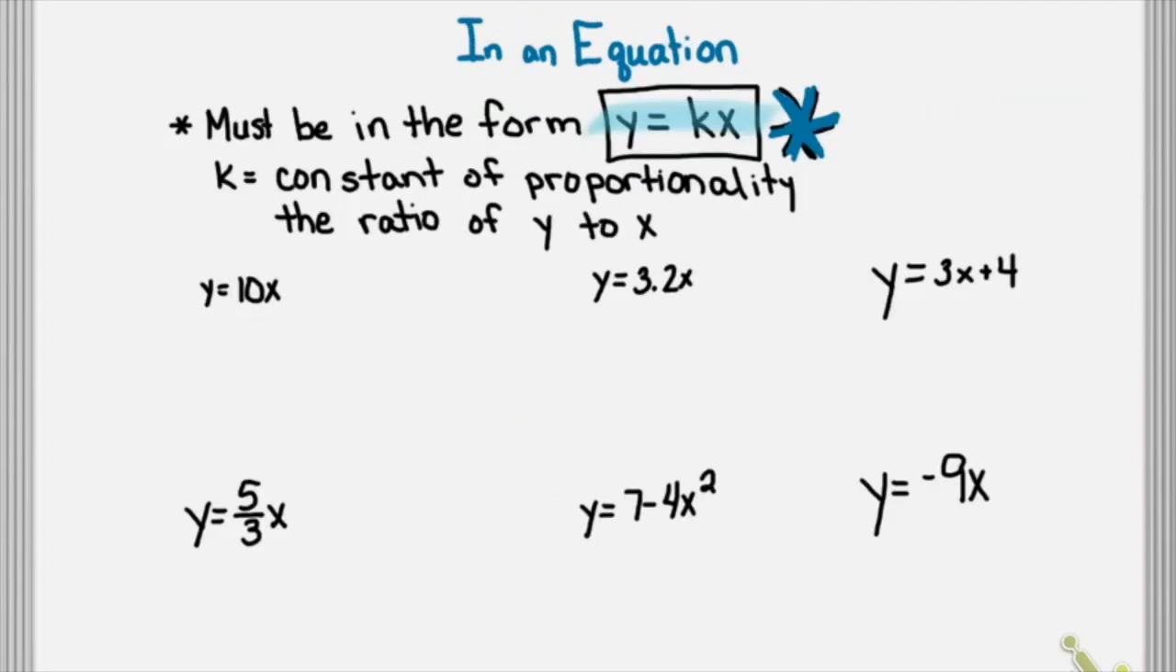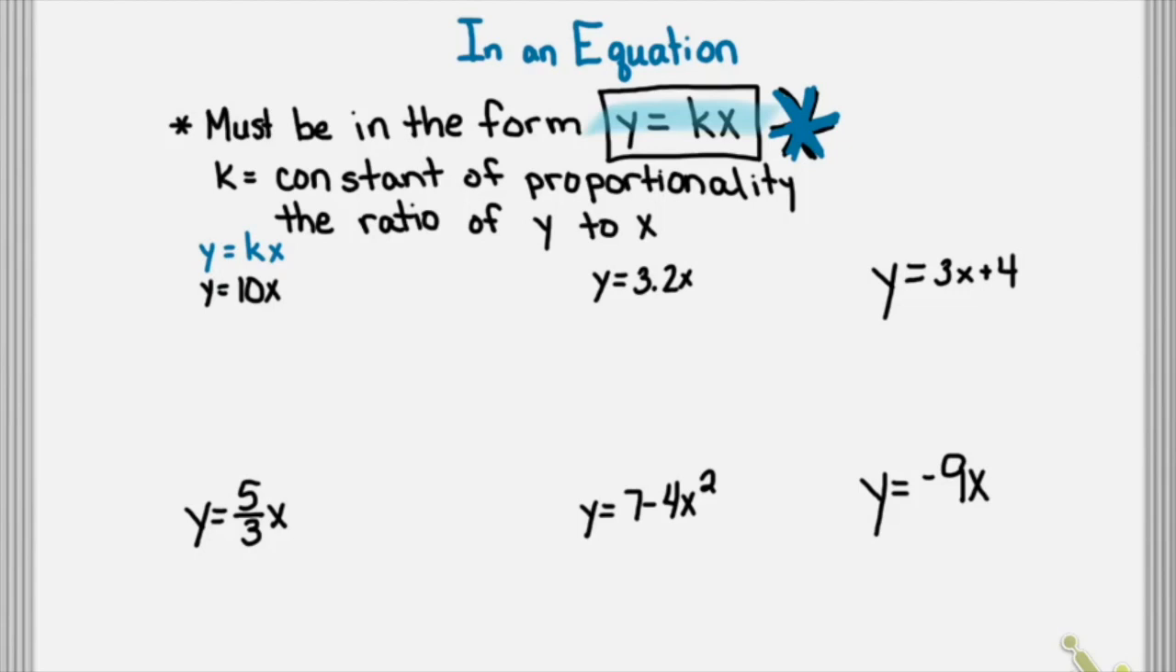On to the equations. On this one, this is the really important part: it must be in the form y equals kx. And this is important again in the next part, slope-intercept form, when you get into the 8th grade standards. K is the constant of proportionality. It's also the ratio of y to x. And if you want, you can put y equals kx right above this to check against it.